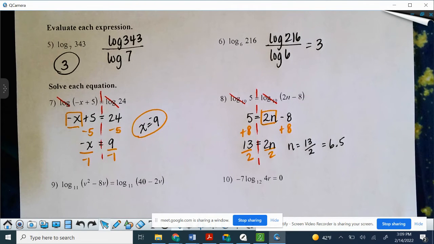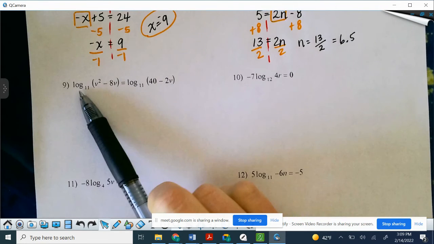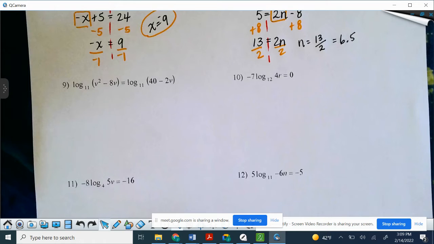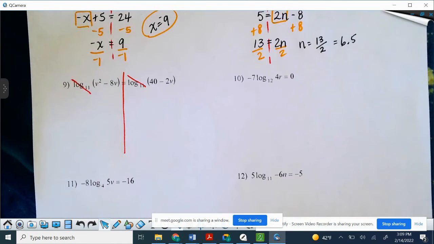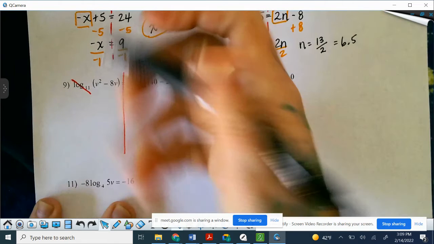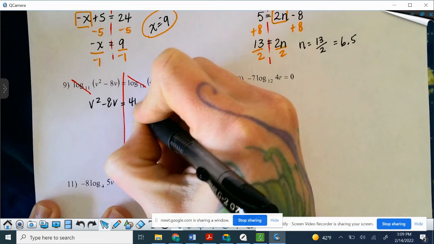Both of those answers are valid. It just depends on the formatting. Now, those are both linear. This will happen to you. So considering in my mind the double logs like that match, it gets pretty easy because they're both on either side. I now have v squared minus 8v equals 40 minus 2v.